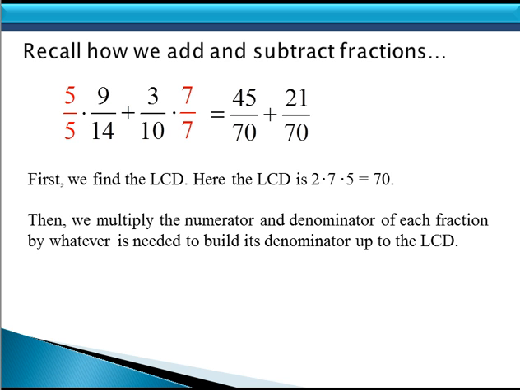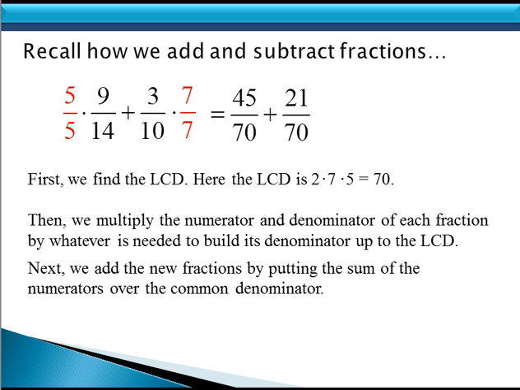Now we perform that multiplication, which gives us two new equivalent fractions of 45 over 70 and 21 over 70. Now we're ready to perform the addition, since the denominators are now common. To do that, we simply add the numerators. If we add the numerators, that will give us 66, and we'll put that sum over the common denominator of 70.